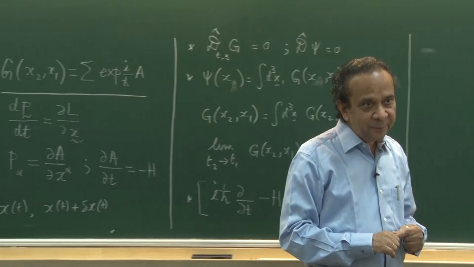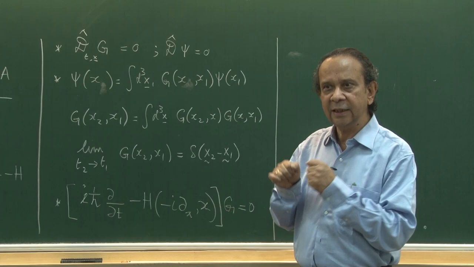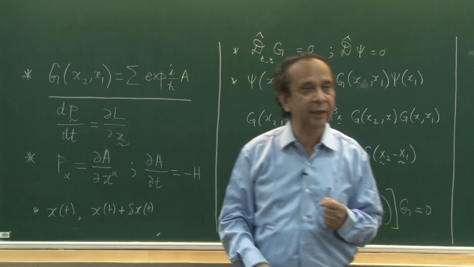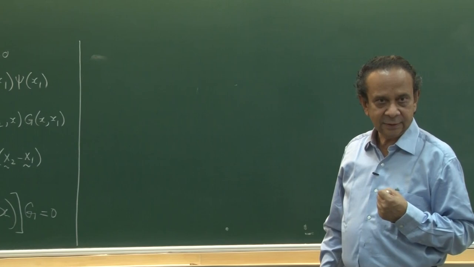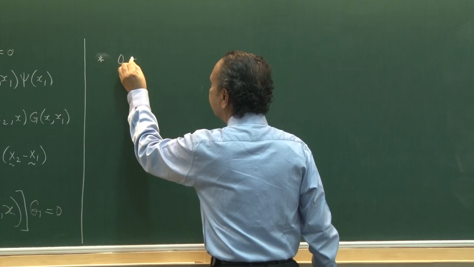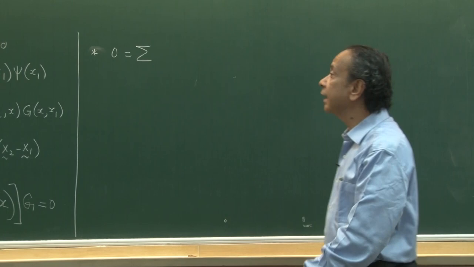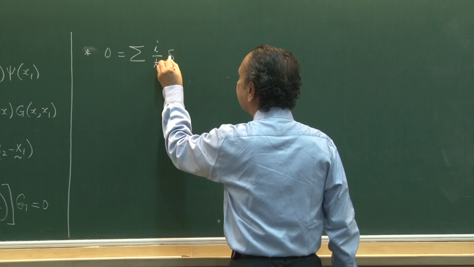Which means that if I change the path from x of t to x of t plus delta x of t in this whole thing, nothing should change. I should get back the same propagator, which means delta G should be 0 under that change, and that gives us a condition. So delta G is equal to 0, I will write 0 first, is going to be the summation of delta of e to the I, that quantity. So that is going to be I over h cross delta A e to the I A over h cross.